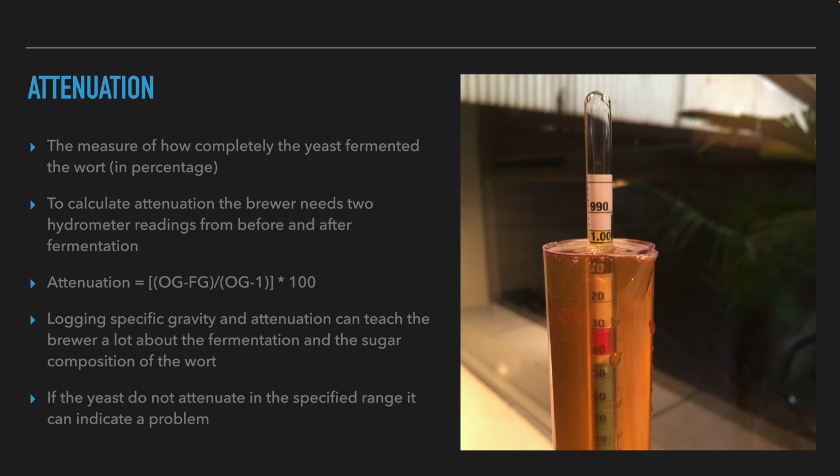If we got a lower attenuation than normal, this could indicate a problem that the beer will be too sweet. The problem can arise either from the composition of the sugars in the wort or from problems of lack of nutrients, oxygen, or irregular temperatures.